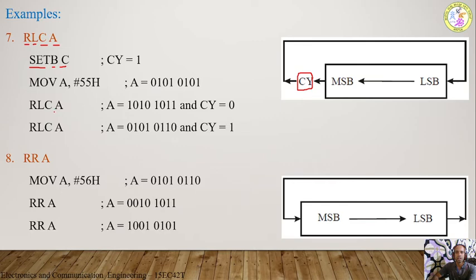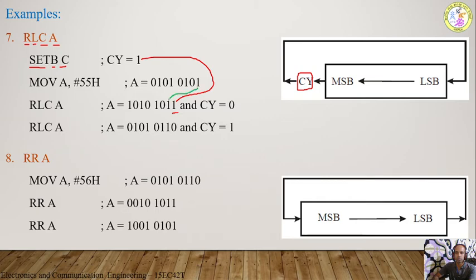And then RLC A. Once you execute the RLC A instruction, as per this rule, the carry flag should come and occupy the LSB. What is the carry now? Carry is equal to 1. This 1 will come and occupy this position, the LSB position. Next, all the bits available here should be rotated left by one time.